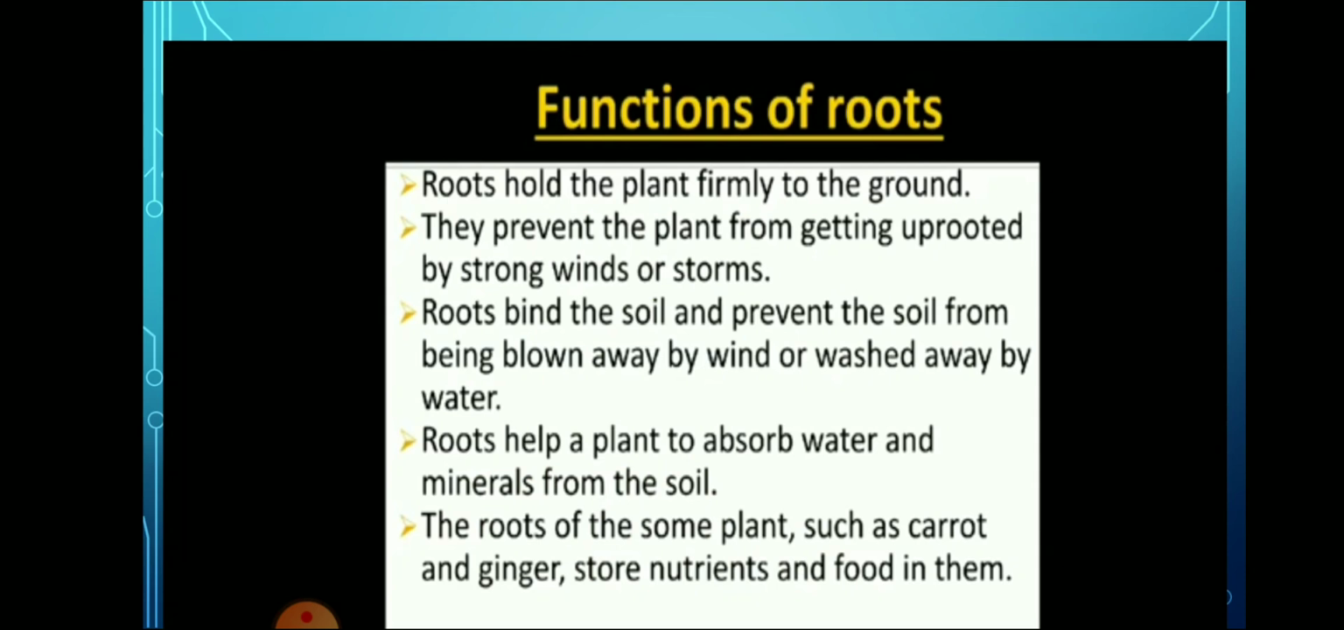Functions of roots. Roots hold the plant firmly to the ground. Roots help a plant to absorb water and minerals from the soil also. Roots bind the soil and prevent the soil from being blown away by wind or washed away by water also. They also prevent the plant from getting uprooted by strong winds or a storm. The roots of some plants such as carrot and ginger store nutrients and food in them.